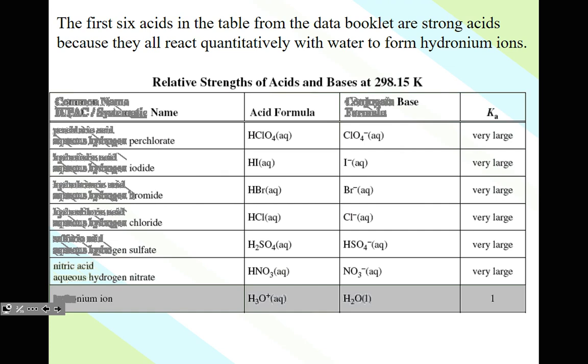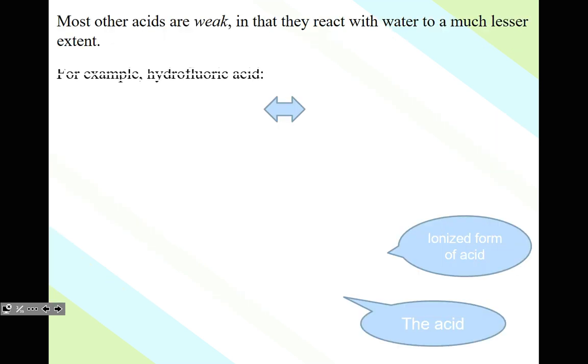All right, so the first 6 acids in the table from the data booklet are strong acids because they all react quantitatively with water to form hydronium ions. No need for an ice table. If you have a pH, you can go straight into finding the hydronium ion concentration, because almost 100% of a strong acid is going to ionize into or react with water, depending on Arrhenius' theory or modified Arrhenius' theory. If life were that easy and we stopped here, we'd be done. But we're not. So let's continue.